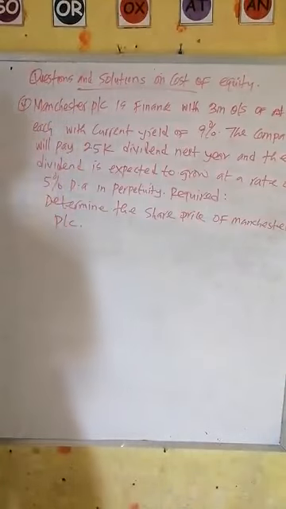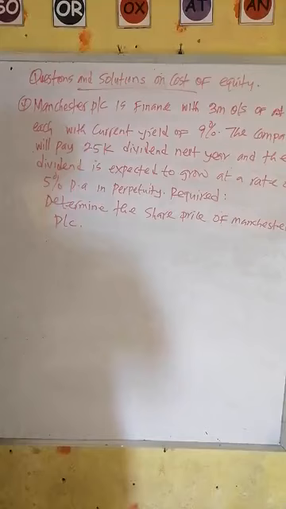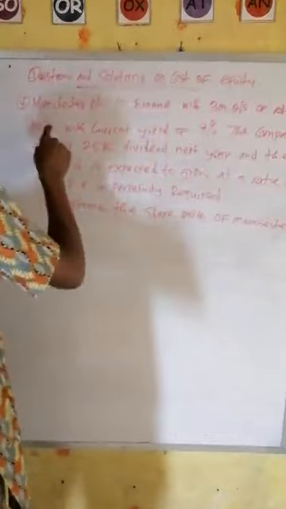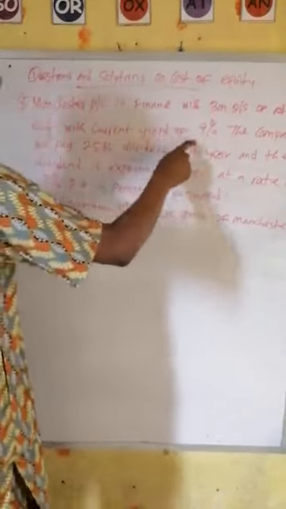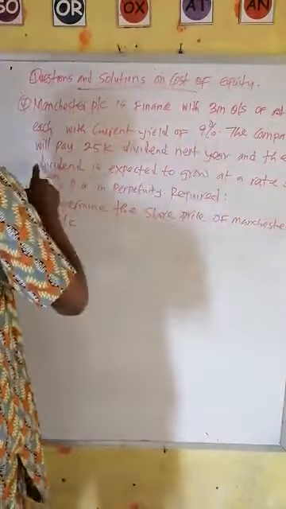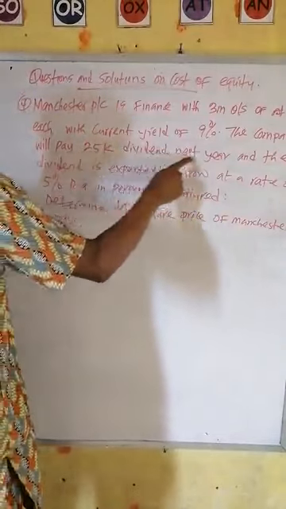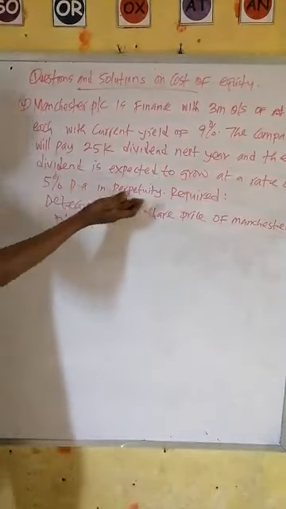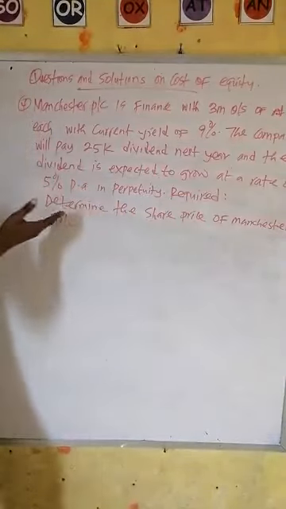This is another question. Question is what Manchester PLC is financed with 3 million ordinary shares of 1 naira each, with current yield of 9%. The company will pay 25 kobo dividend next year, and the dividend is expected to grow at a rate of 5% per annum in perpetuity. Required, determine the share price of Manchester PLC.